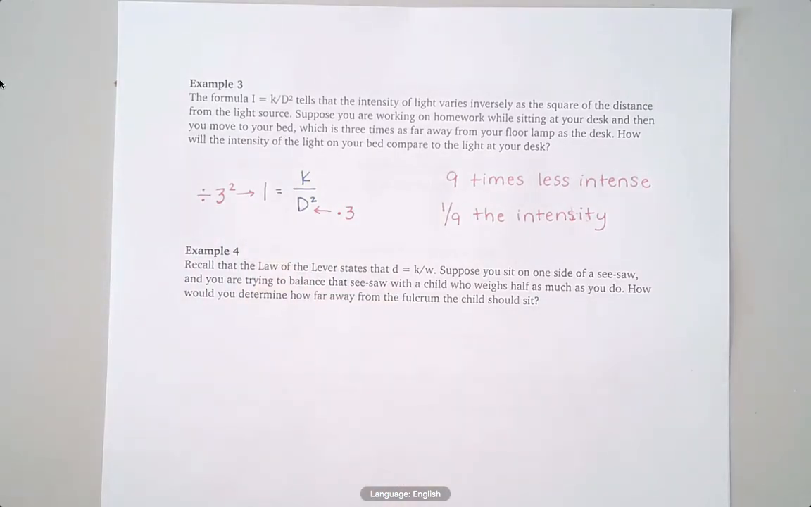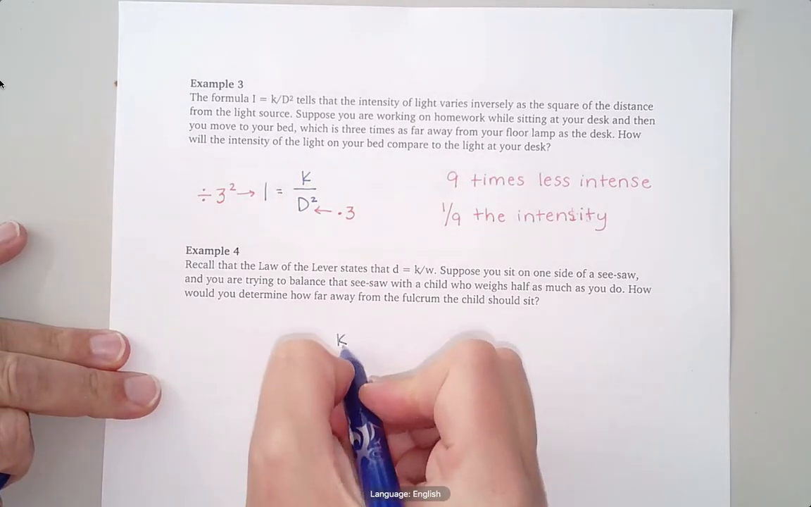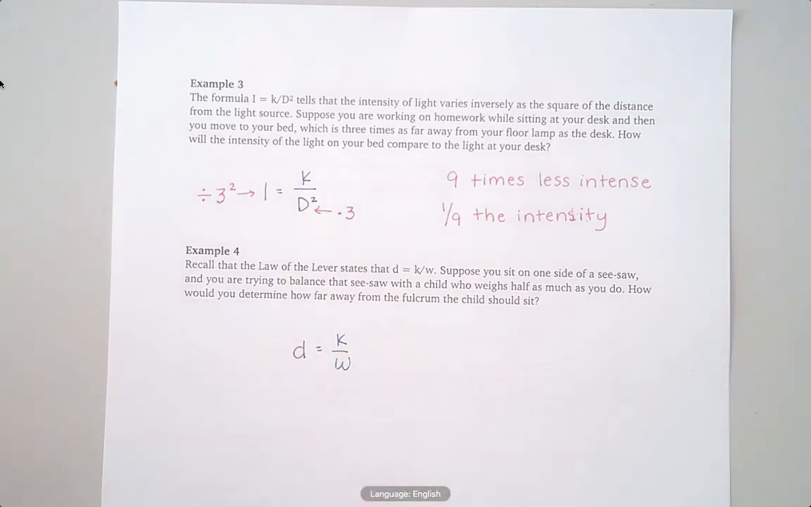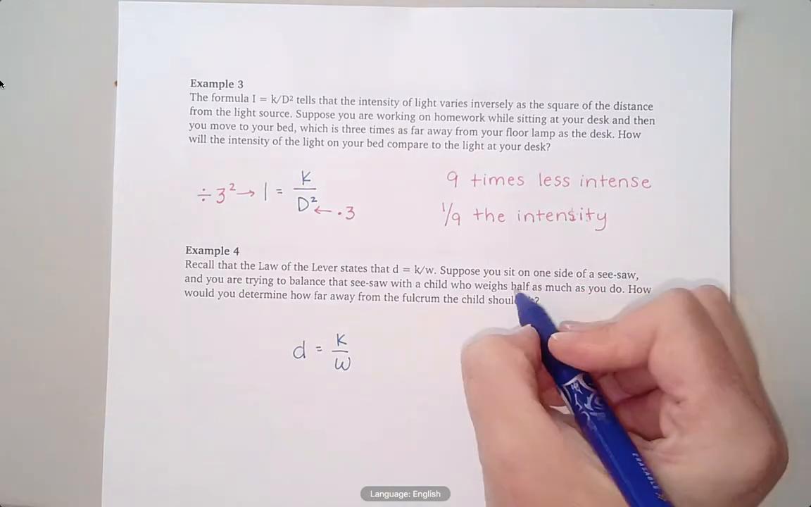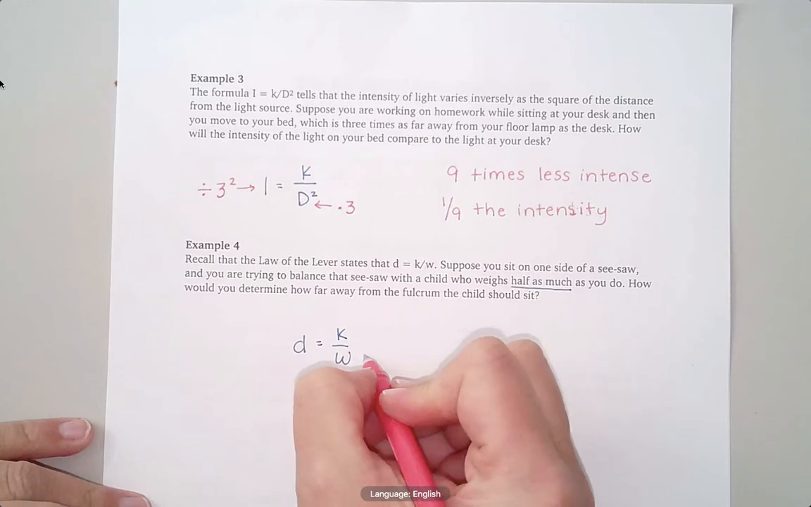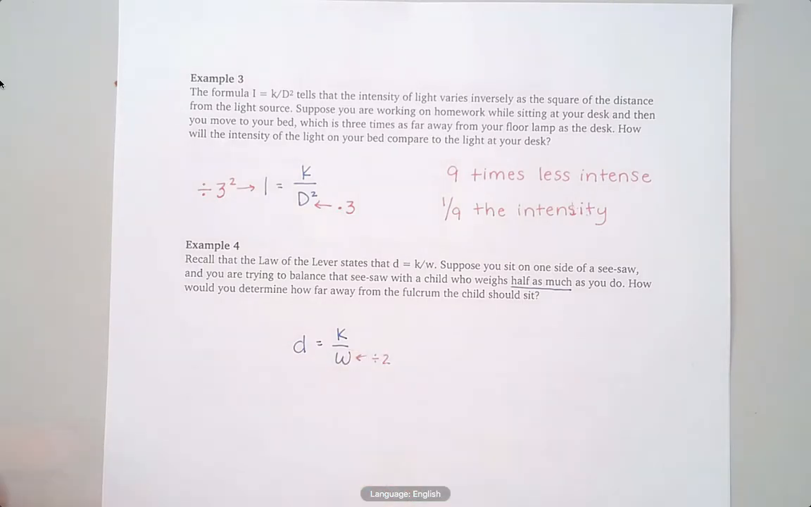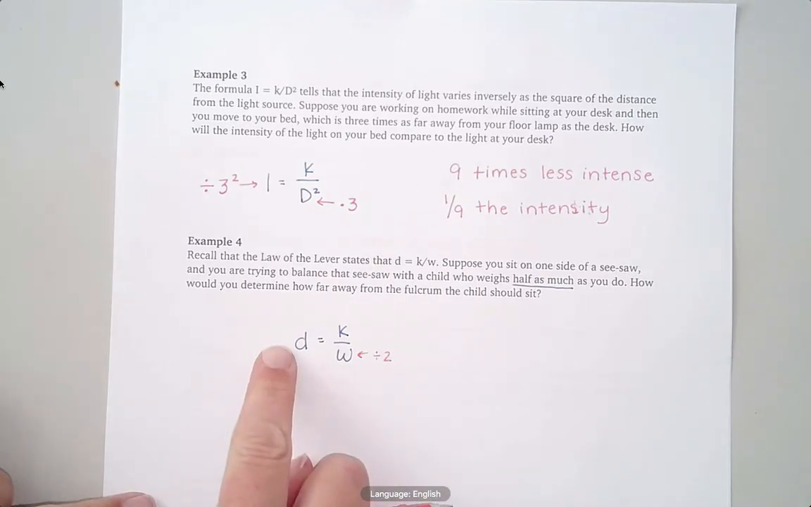Okay, so law of the lever, we're starting with that again. D equals K over W. Suppose you sit on one side and you're trying to balance with a child who weighs half as much as you do. Okay, so this is the important part here, half as much. So the weight is being cut down by 1/2. So we could think of that as being divided by 2. So if I take my weight and cut it in half, what is that going to do to the distance?